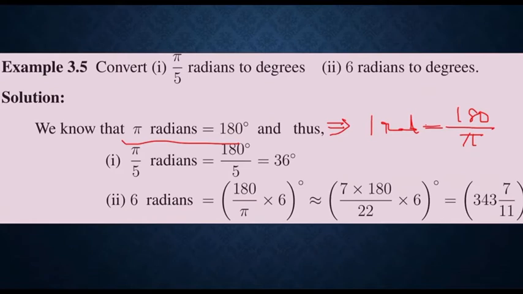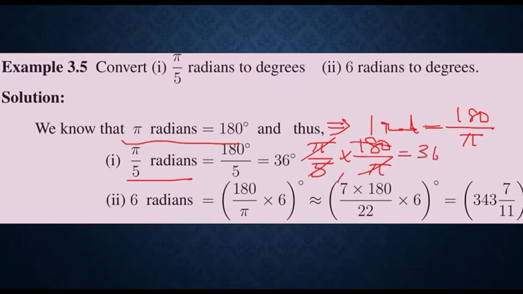So, to calculate pi by 5 radians, you have to multiply pi by 5 into 180 divided by pi. So, pi and pi will get cancelled. 5 and 180 while cancelling, you get 36 degrees. Now, the radians is converted into degrees.